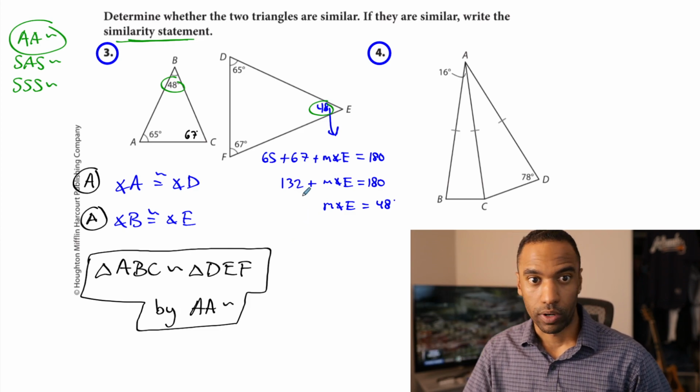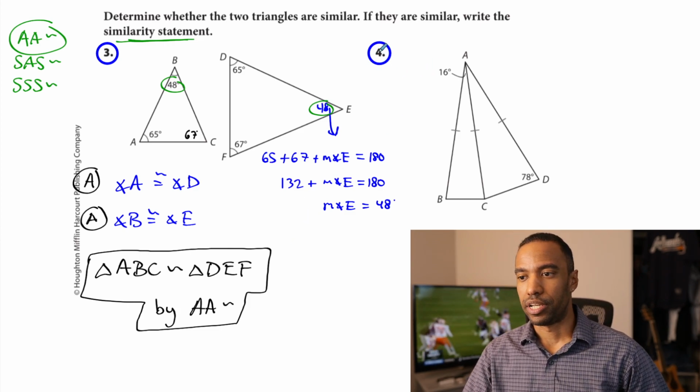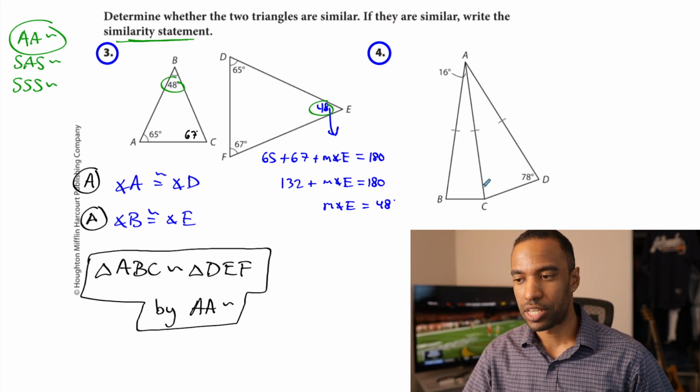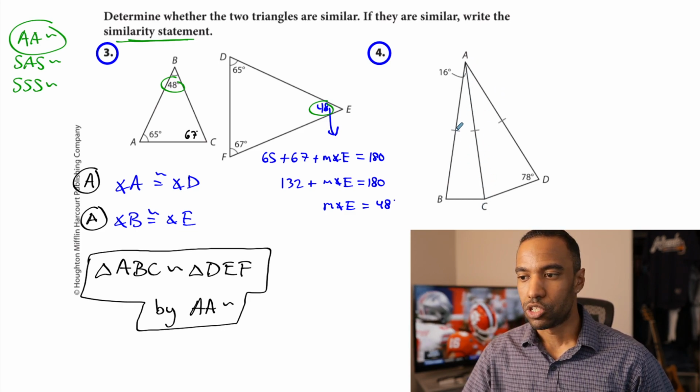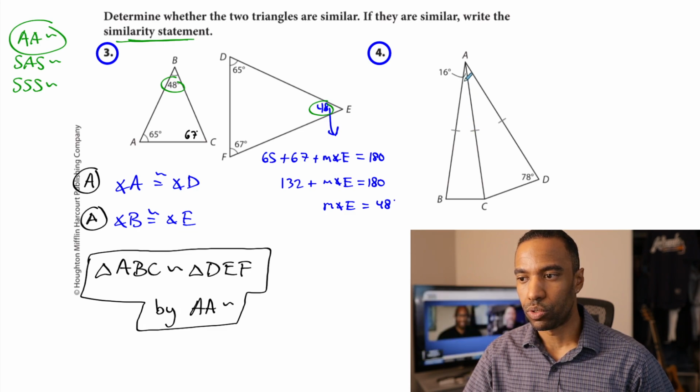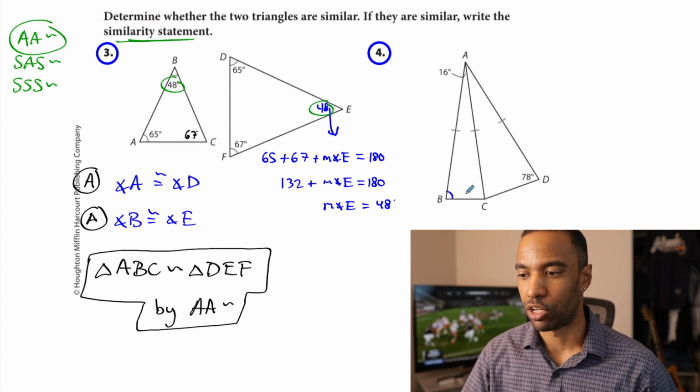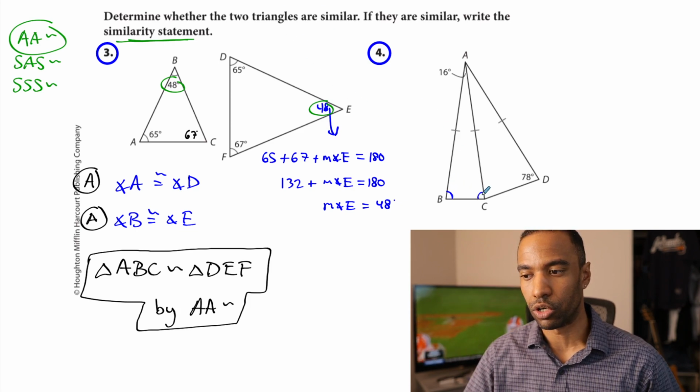All right, one question down. All right, next question here, number 4. Here I have two triangles next to each other. They share the segment AC. These are both marked right here to show two congruent sides in this triangle. That makes this triangle isosceles. And in an isosceles triangle, we also have congruent base angles. B and C are congruent to each other.